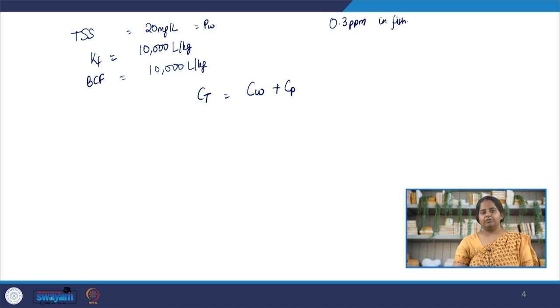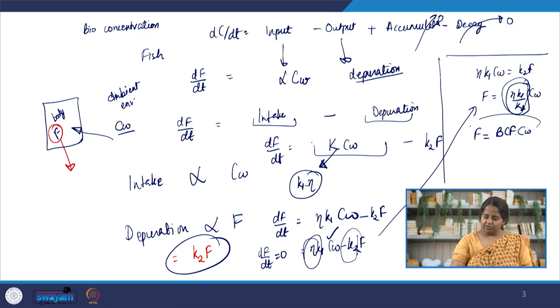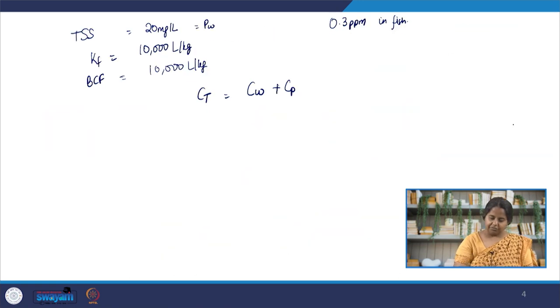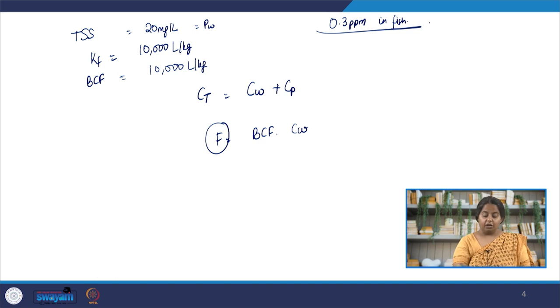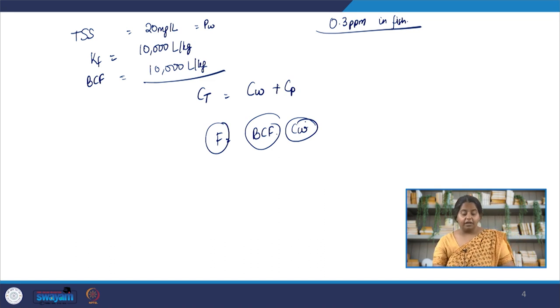Okay, and now we have to find out the CT. So, how will you go about this? We know BCF, we know the concentration in fish. If you look at our previous slide, F is equal to BCF times Cw. We know F is 0.3 parts per million. We know BCF is 10,000 liter per kilogram. We can find out the concentration that is permissible in the water. And once we know this, we can find out CP and then we can calculate CT.